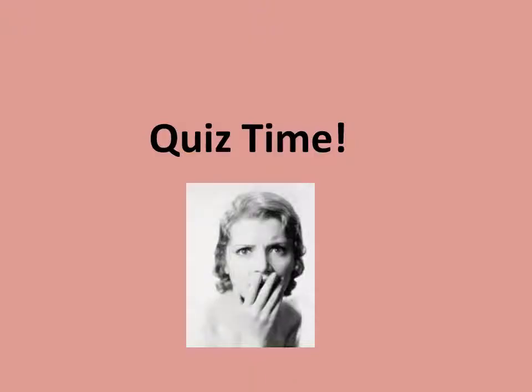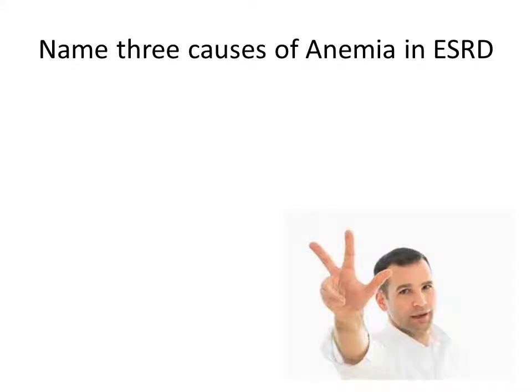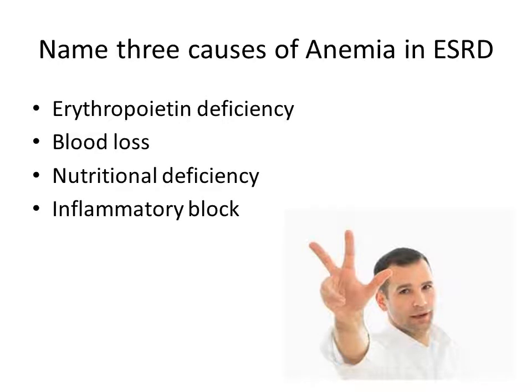Okay, so now it is time for the quiz. Name 3 causes of anemia in dialysis patients. Okay, you got it: erythropoietin deficiency, blood loss, nutritional deficiency, again iron, folic acid, B12, and inflammatory block. Excellent.